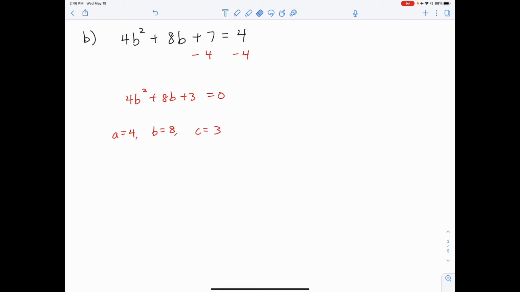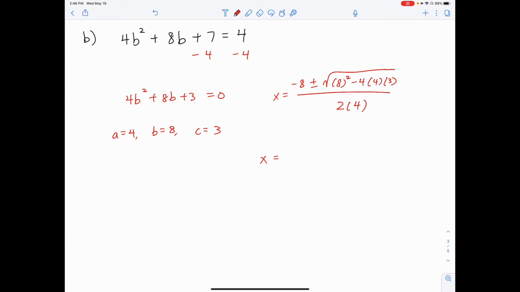So if we plug this into our quadratic formula, we would get that x is equal to negative b, which means negative 8, plus or minus the square root of b squared. Again, we'll bracket it just in case. We always put it in brackets, so then we don't mess up in case it was a negative number. So b squared minus 4, a is 4, and c is 3, all over 2a, which would be 2 times 4.